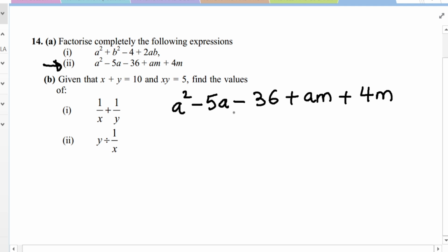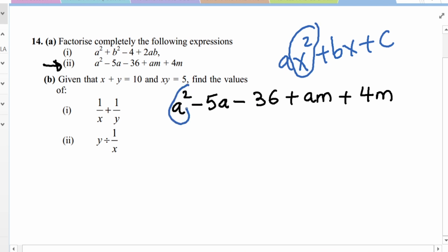So I'll get started by rearranging this expression in the form of ax squared plus bx plus c. That's what I'm going to do. So it means that my value of x is the one that is squared. So in this expression, it is a that is squared. So this is going to become my value of x. So meaning that where there is a, here is the value of x. This a is the value of x. So let me rearrange it so that it looks like that.